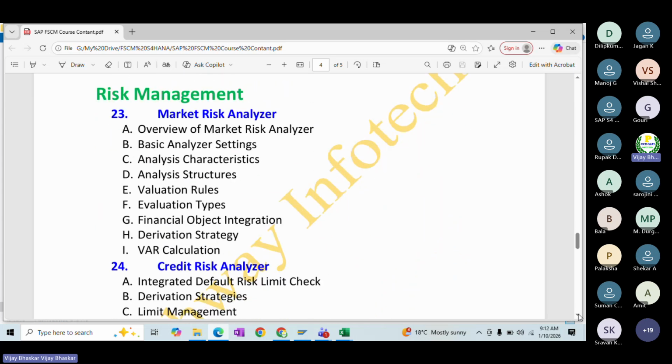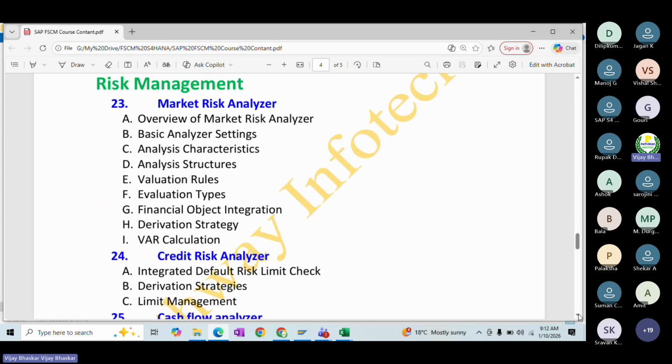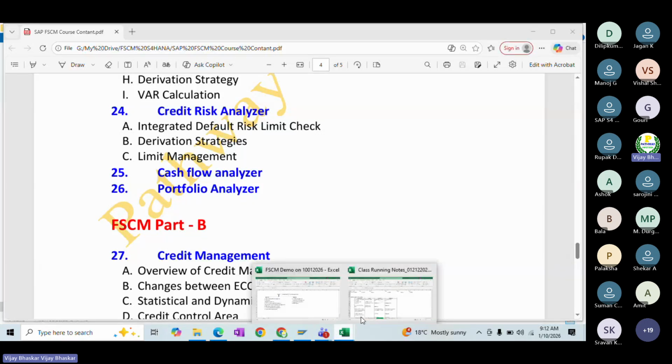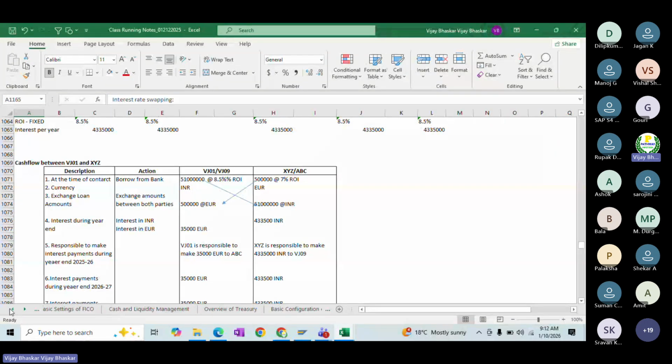Coming back to risk management, once the treasury part is completed, then risk management will be taken care of: market risk analyzer, credit risk analyzer, cash flow analyzer, portfolio analyzer. But I just want to give a heads up here. The cash flow analyzer is part of your cash and liquidity management, but still it is a part of risk management. That is the reason I updated it here. Without the cash flow analyzer, you cannot complete the cash and liquidity management topic. That is where we are going to do the analysis of cash positions, which is very important.